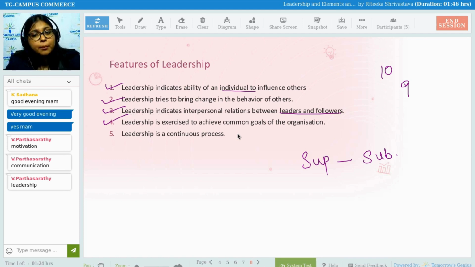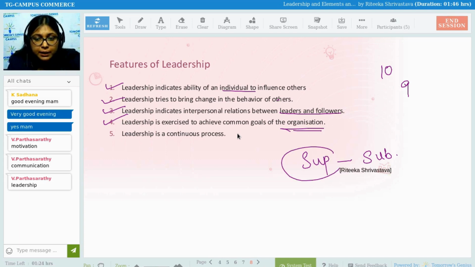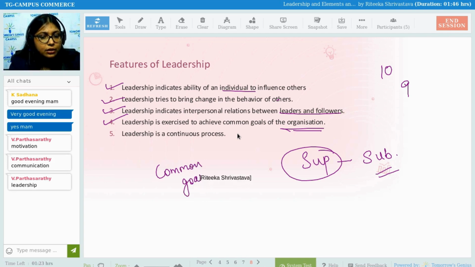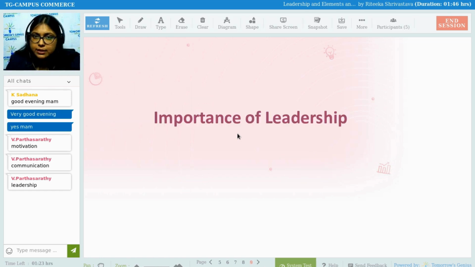Leadership is exercised to achieve common goals of the organization. Now, a superior is going to lead all the subordinates in order to achieve the common goal of the organization. A leader will never say focus only on your personal objective or your personal goals. A leader will always influence all the subordinates to achieve the common goal of the organization. Then they say leadership is a continuous process. Same thing. Till the time the organization is existing and running, leadership is going to be there. So it's a continuous process.